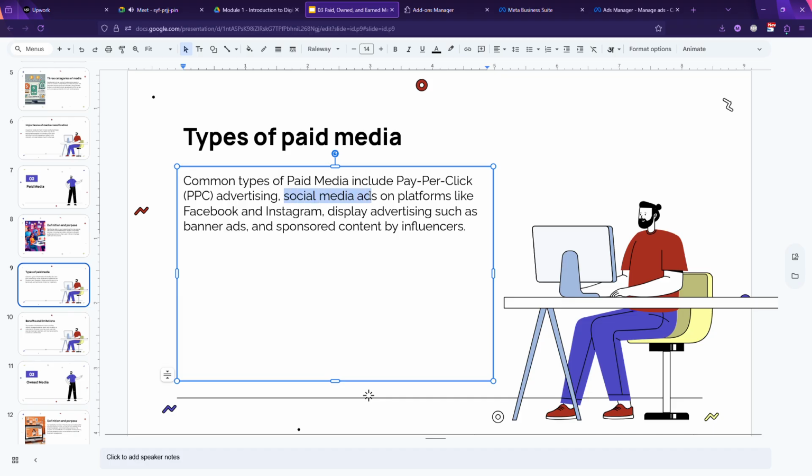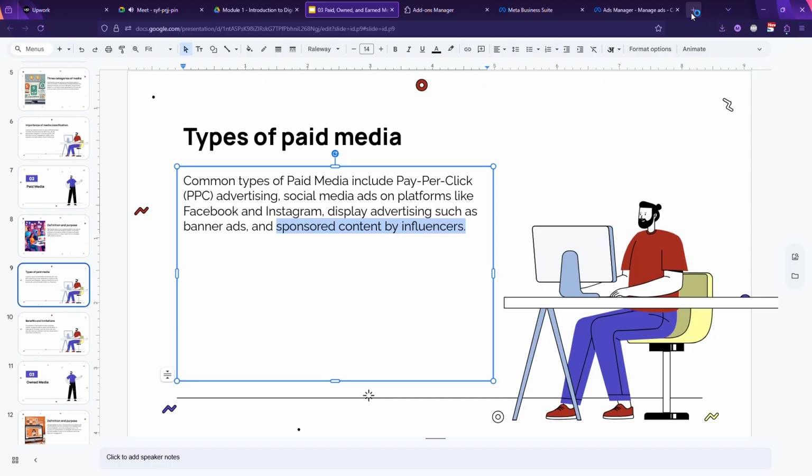So we have social media ads on platforms like Facebook and Instagram. There's also TikTok, Twitter, now X, and other platforms as well. There's display advertising with banner ads and sponsored content. Then there is influencer marketing, people doing brand collaborations and marketing for different brands, and content creators.